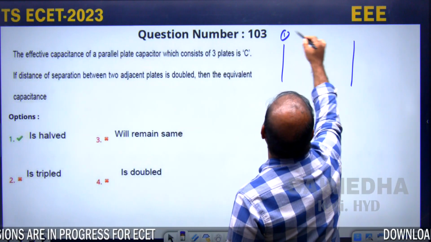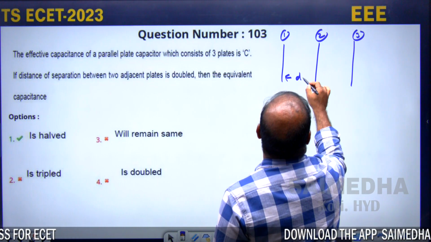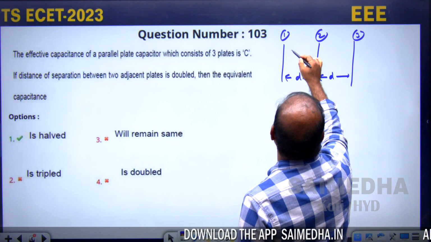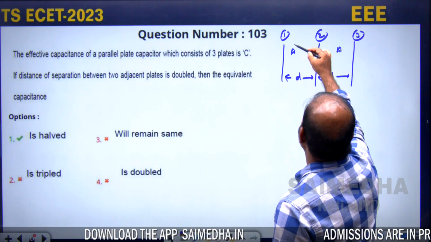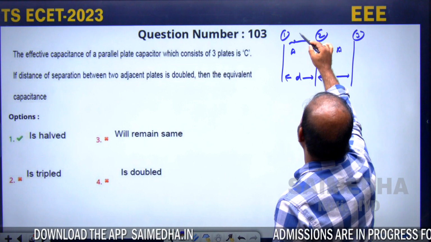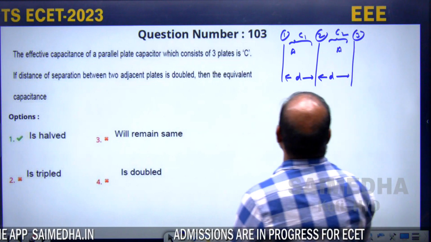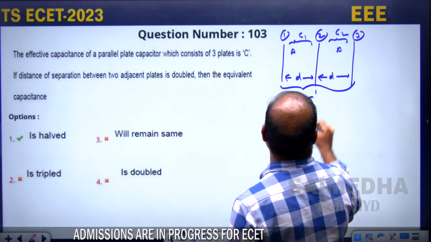So, this is plate number 1, plate number 2, plate number 3. Assume that the distance between each pair of the plates is small d, and the area of cross section of each plate is A. Then the capacitance between the first two plates is C1, and the capacitance between the other two plates is C2. Assume that for this whole combination the equivalent capacitance is C dash.